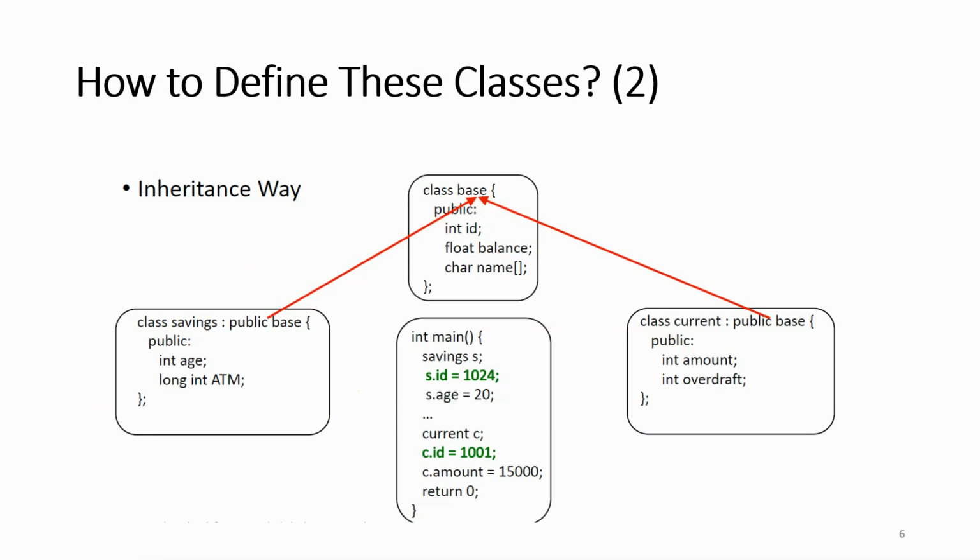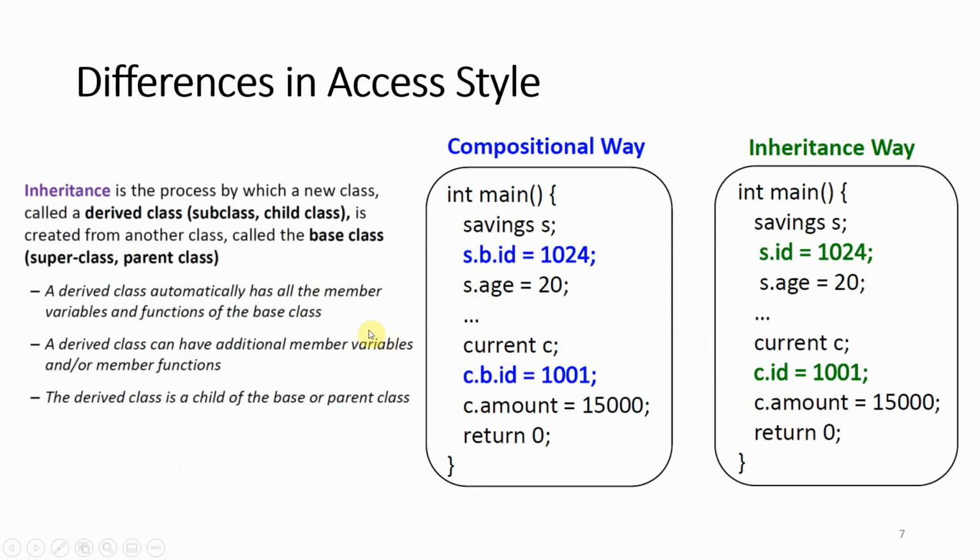So these three different terminologies are used in computer science programming all the time, so you have to be familiar with them. If you talk about superclass, base class, or parent class, we're talking about this one. If you talk about subclass, child, or derived class, we're talking about this one. So this is the concept of inheritance, right? It's much easier than the compositional way. It also gives us more functionality.